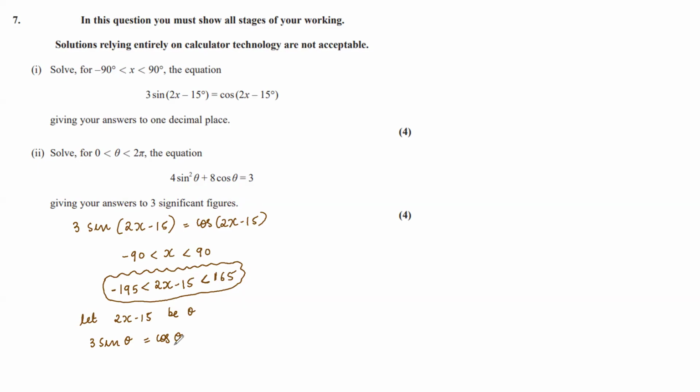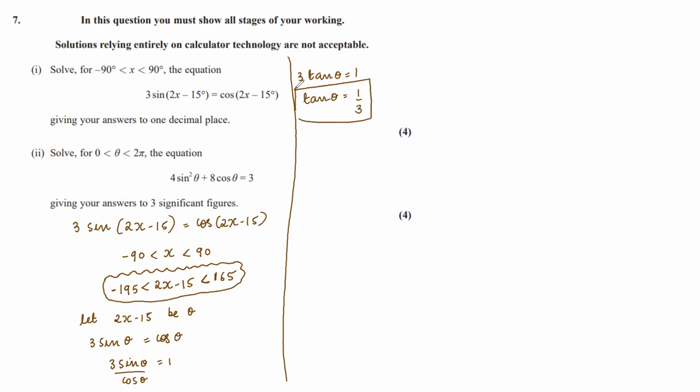And we know that in trigonometry, we need only one trigonometric ratio to solve. So bring this cos theta to the left-hand side. So 3 sine theta divided by cos theta is equal to 1. Now, 3 sine theta by cos theta is 3 tan theta. 3 tan theta is equal to 1. Therefore, tan theta will be 1 by 3.